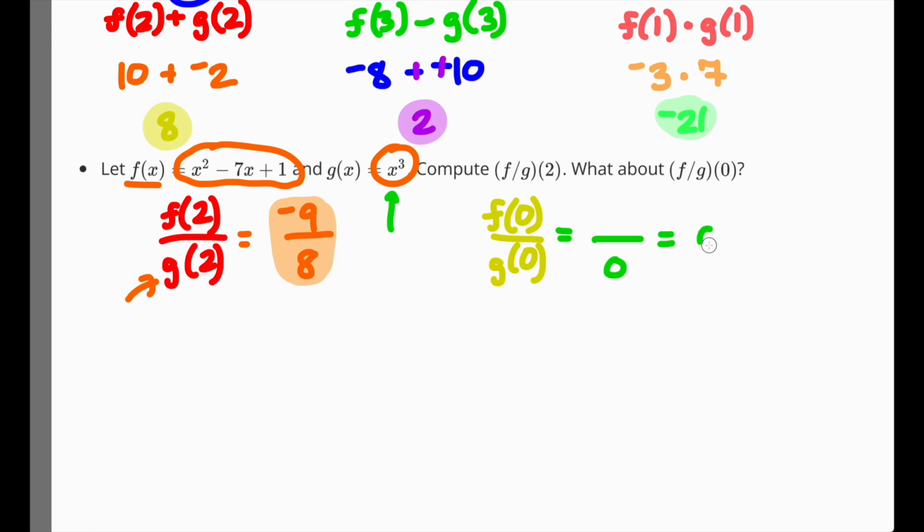So by dividing by 0, your answer is automatically going to be undefined. It does not matter what f of 0 is. In this case, f of 0 is 1. I could put that in there for fun, but you're dividing by 0, so it's undefined. So f of 0 divided by g of 0 is just going to be undefined.